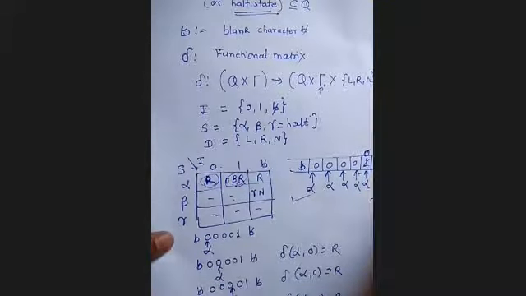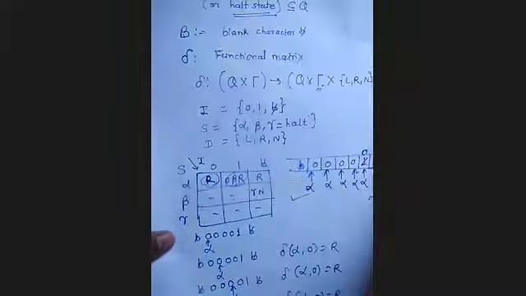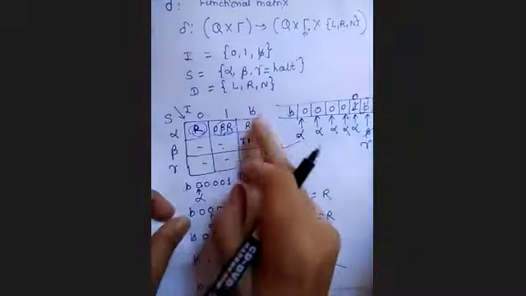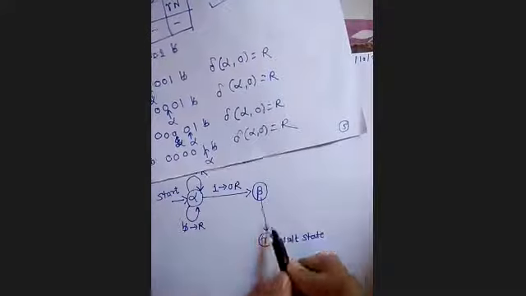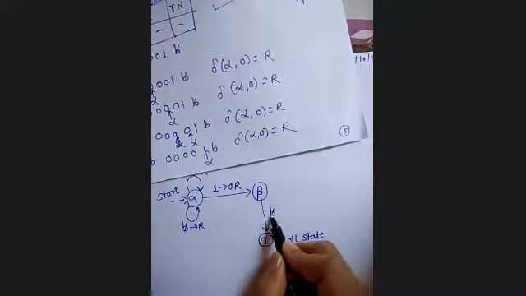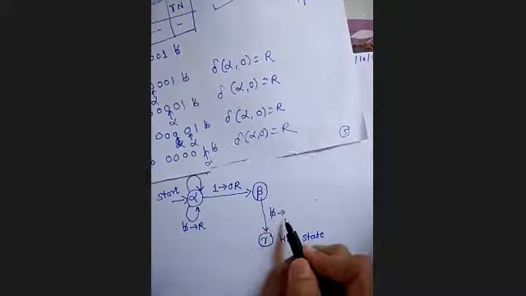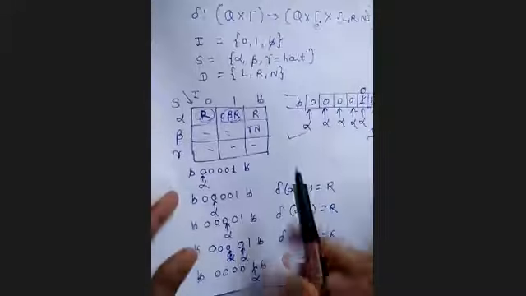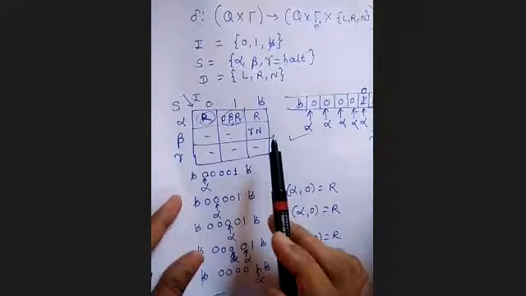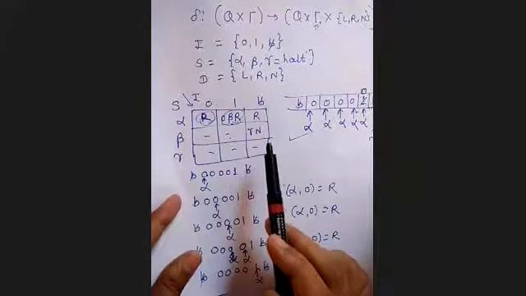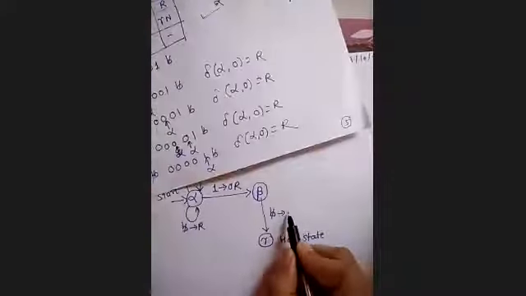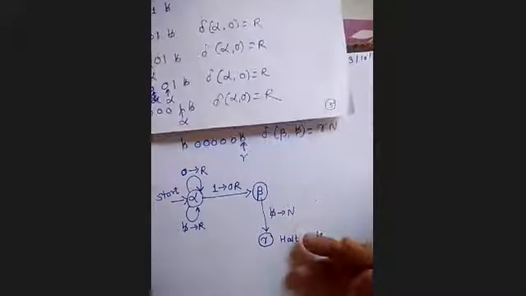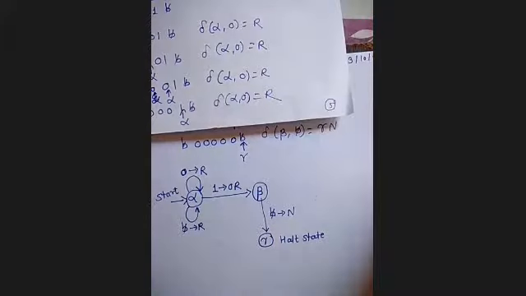The edge will be from beta to gamma, labeled by this edge from beta to state is changed to this. Input symbol is what? Blank. And what is the right side of this arrow? What is the right side of the arrow? It is given here, no? Yeah, it is N. Okay. So this is the way to draw the transition graph.